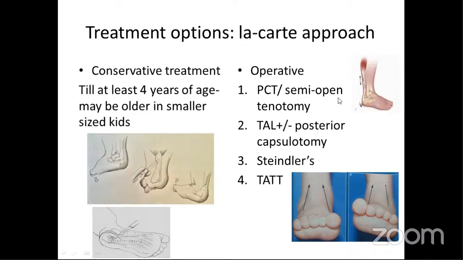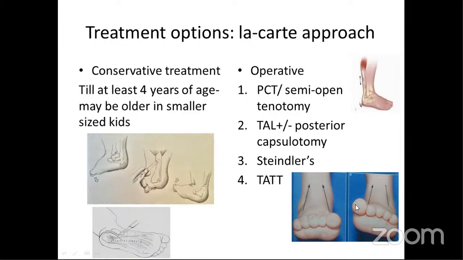If there is some degree of equinus present, you may have to do a percutaneous tenotomy or a semi-open tenotomy. When you think that it is not amenable to a percutaneous tenotomy and a posterior capsulotomy is done, you must go for a formal open Achilles tendon lengthening plus or minus posterior capsulotomy. Then the cavus part is more. You might have to release the plantar fascia, the Steindler procedure. And sometimes when there is over supination, you might have to do a tibialis anterior tendon transfer, right?